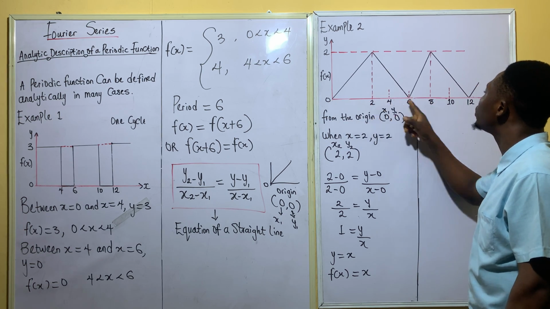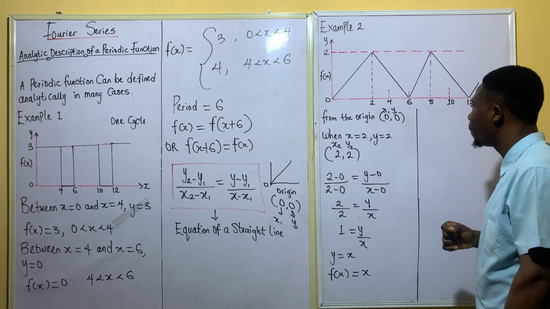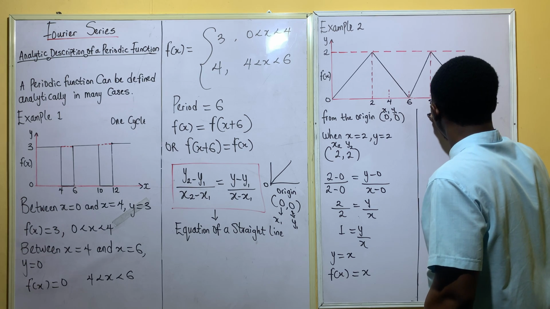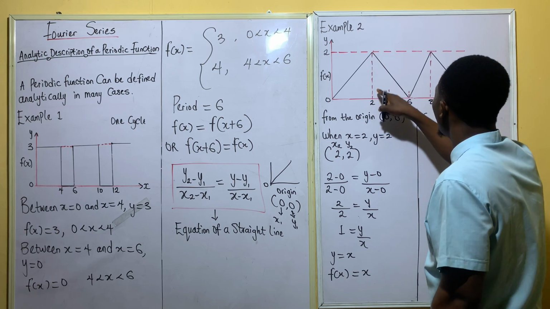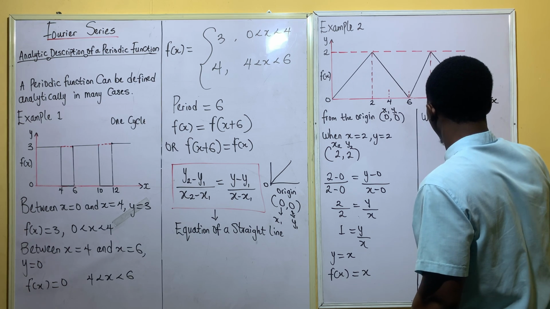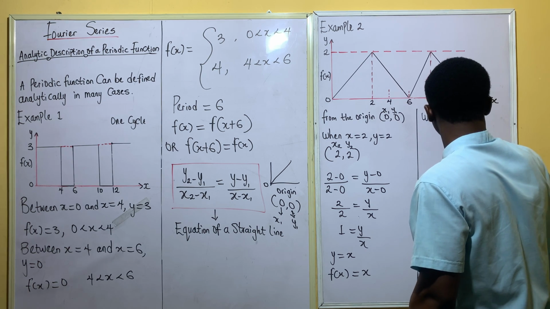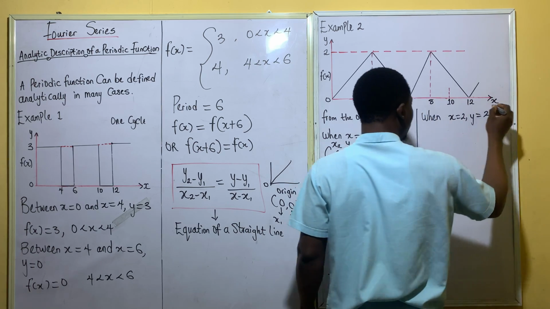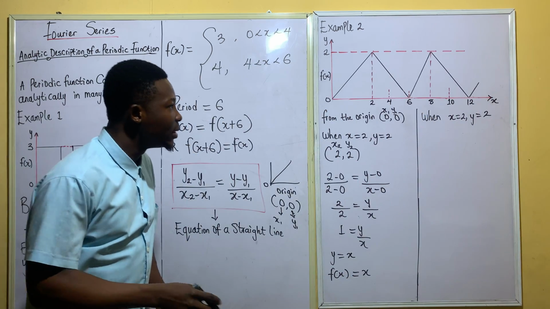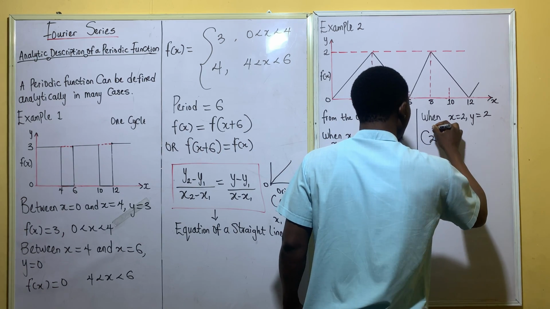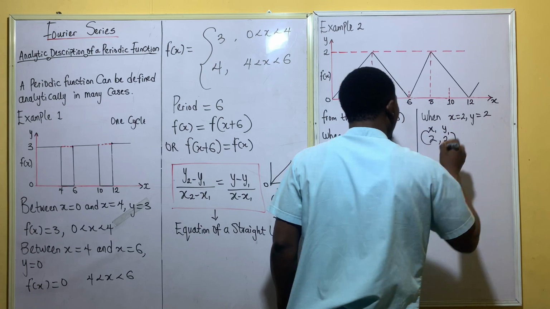Now we're going to use between 2 and 6. So we know that when x is 2, y is also 2. When x is equal to 2, y is also equal to 2. All right, then that gives us (2, 2). So this is like our x1, our y1.